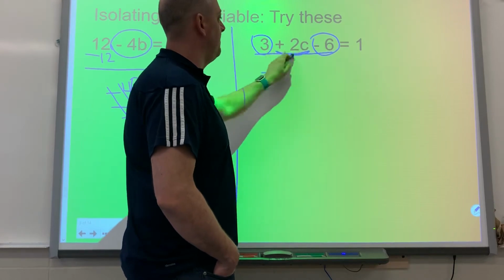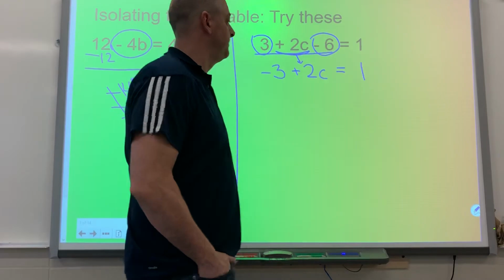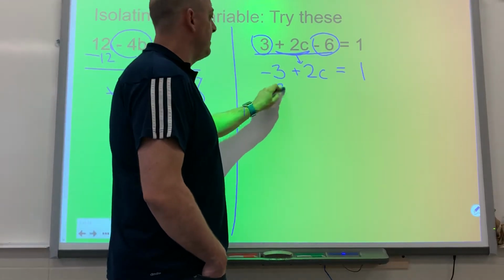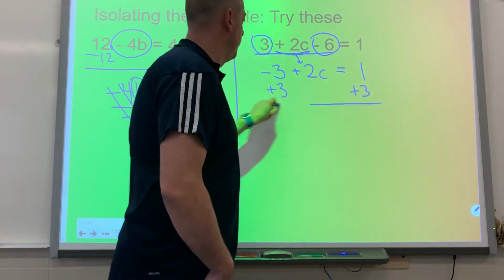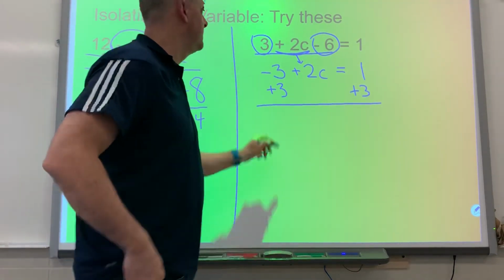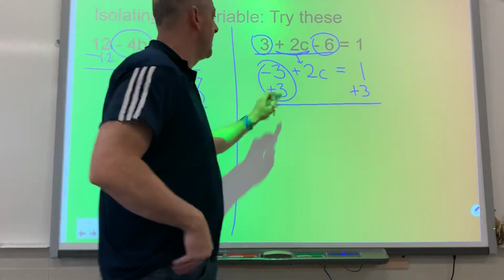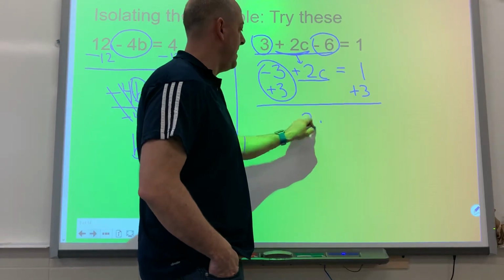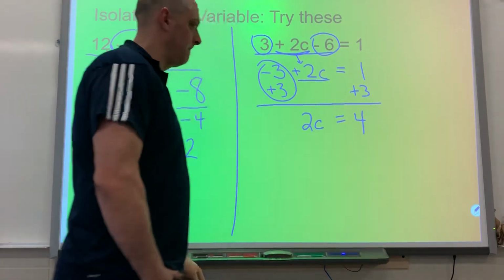The rest gets copied down, plus 2c equals 1. We can now add 3 on both sides to start to isolate our variable. Because the opposite of negative 3 is positive 3. So we do that to both sides. This gets canceled out. Negative 3 plus 3, it's gone. Plus 2c gets carried down. The equal sign gets carried down, and 1 plus 3 is 4.